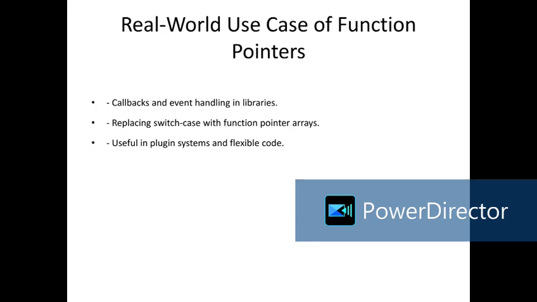Callbacks in libraries. Libraries like qsort in C use function pointers to decide how to sort. int compare(const void *a, const void *b). qsort(array, n, sizeof(int), compare). Plugin systems. Load a function from a module or shared library and call it via pointer, no recompiling needed.